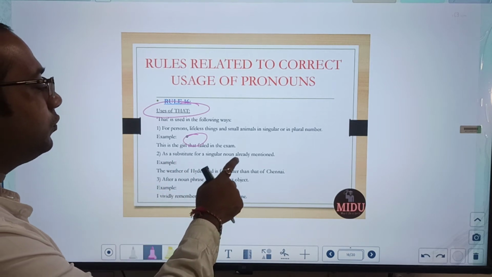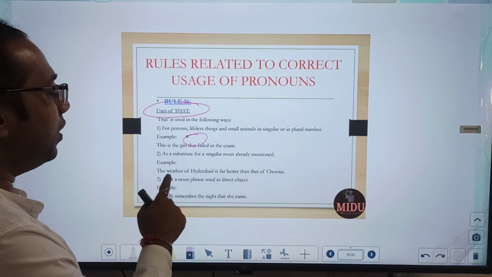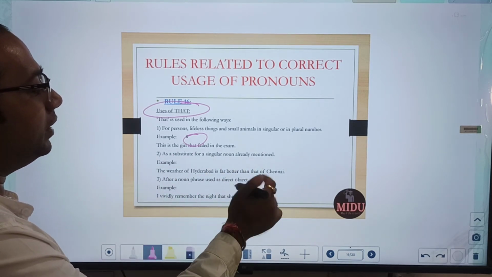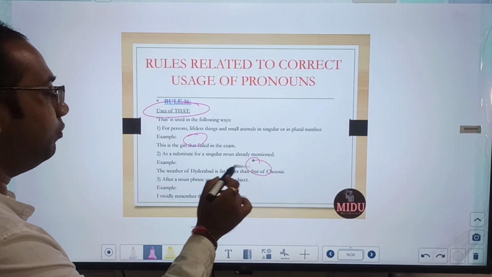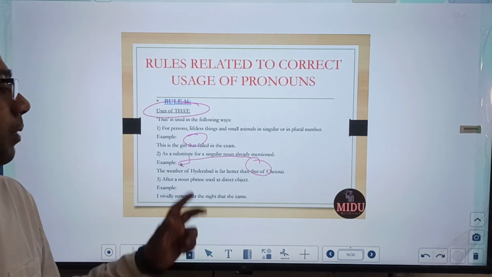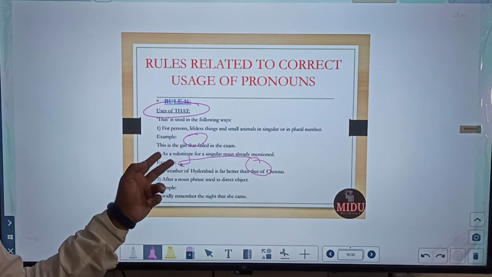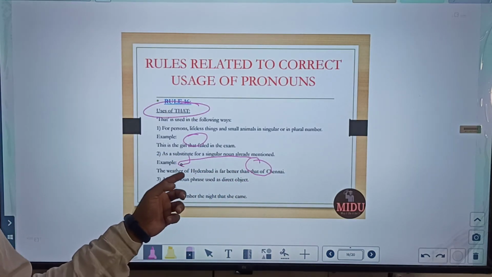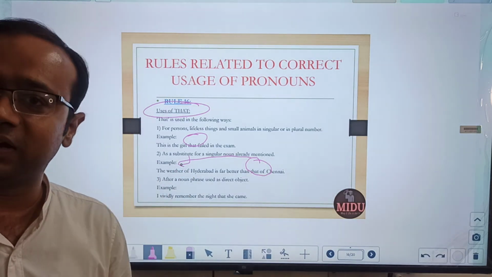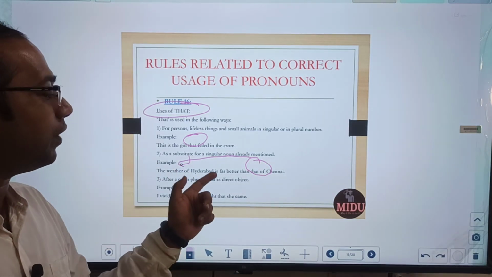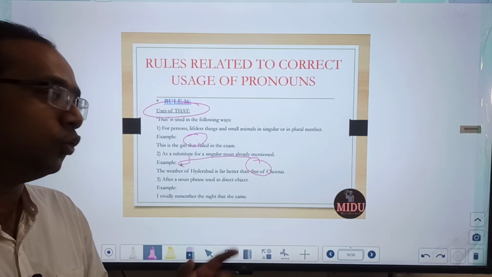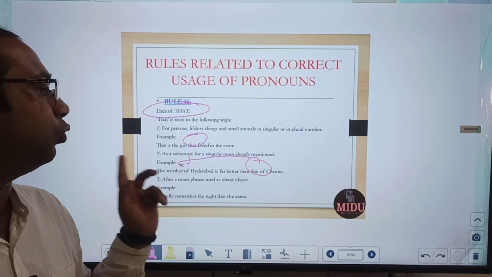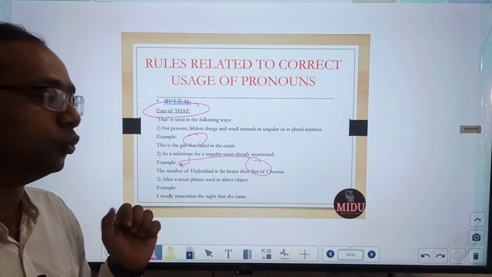As a substitute for a singular noun already mentioned: weather of Hyderabad is far better than that of Chennai. So here what is "that"? "That" is referring to the weather, and it is comparing between Hyderabad and Chennai. So the substitute here, weather, was already mentioned, no need to mention it again. So instead of saying weather of Hyderabad is far better than the weather of Chennai, use this word "that". It will refer to a noun which has already been used.